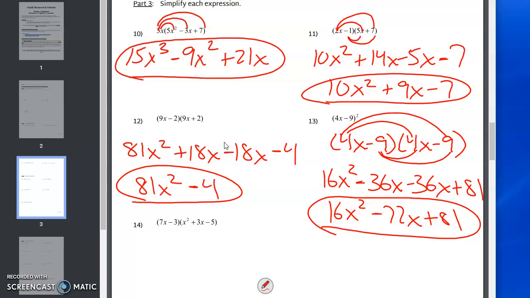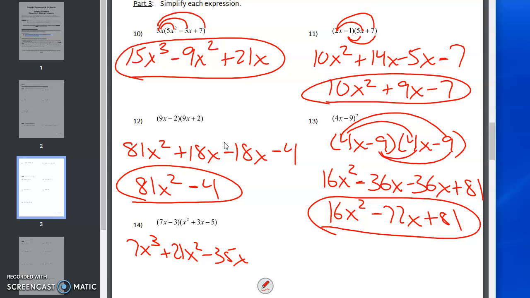And that should be your answer. Down here, it's like FOILing with an extra term, so you just distribute to all 3 terms in the second parenthesis. 7x cubed plus 21x squared minus 35x. That's 7x times x squared, 7x times 3x, 7x times negative 5.